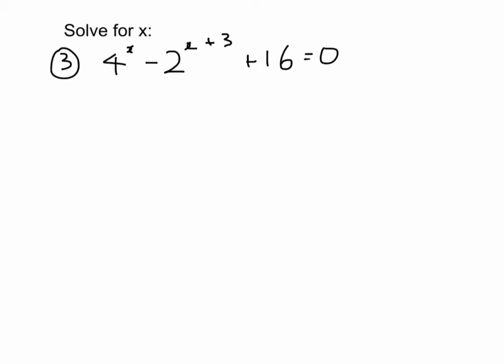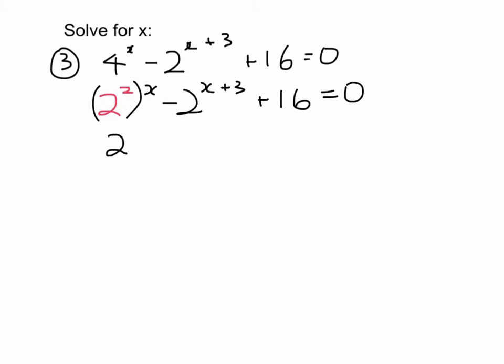Now this one is, believe it or not, a hiding quadratic. That's because 4 can be written as 2 squared. So if we rewrite that, the 4 becomes 2 squared. Everything else will stay the same. And you can hopefully see that if I expand this bracket, I get 2 to the power of x squared minus 2 to the power of x times 2 to the power of 3 plus 16 equals 0.